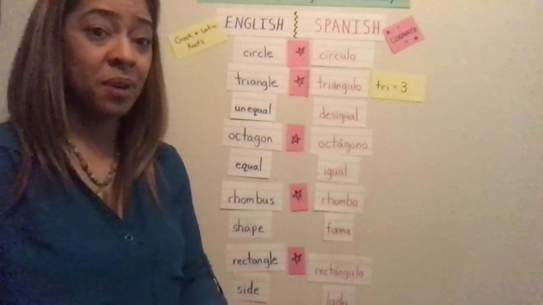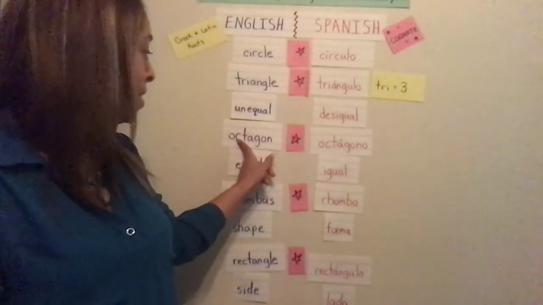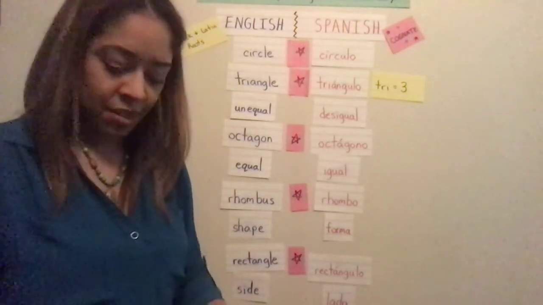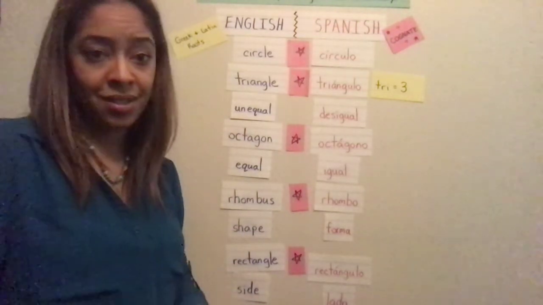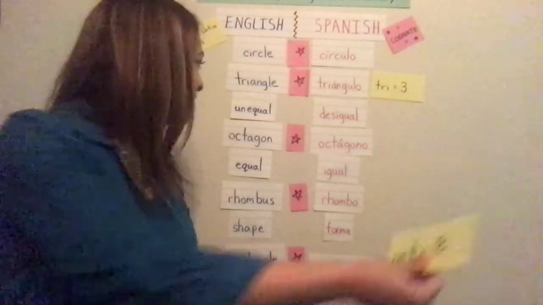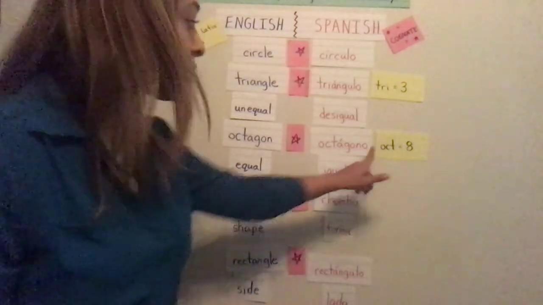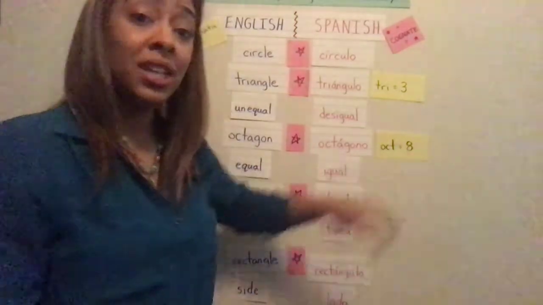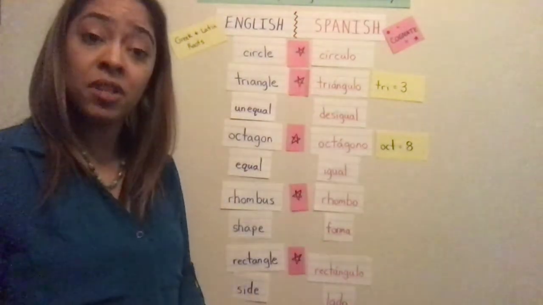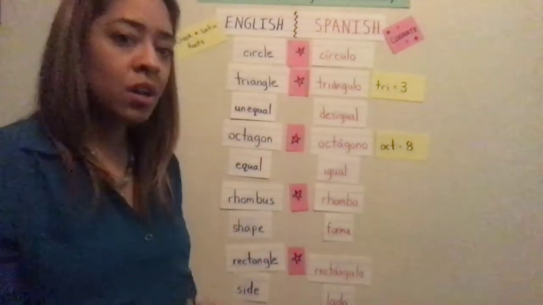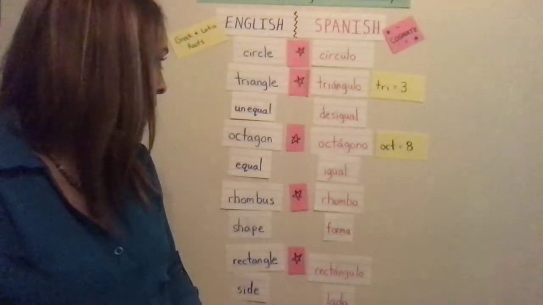Oct. That's right. How many sides does an octagon have? 8 sides, right? So what do you think oct means? Oct means 8. Good job. So whenever we see a word with oct in it, we can assume that it might have something to do with 8. We can reasonably assume that. Good. There's one more that I want to call your attention to.